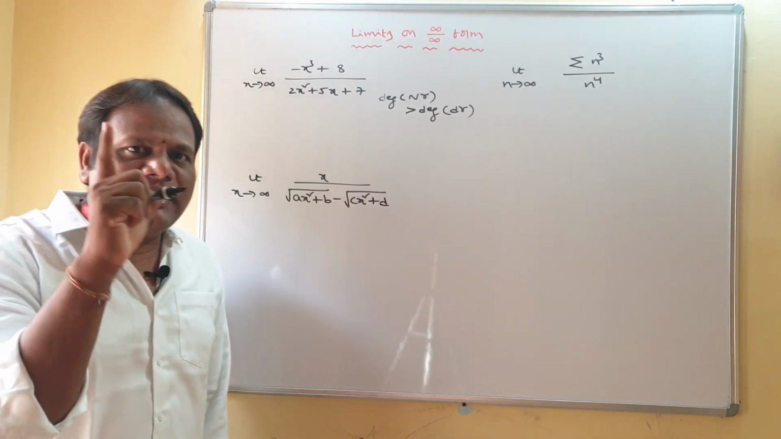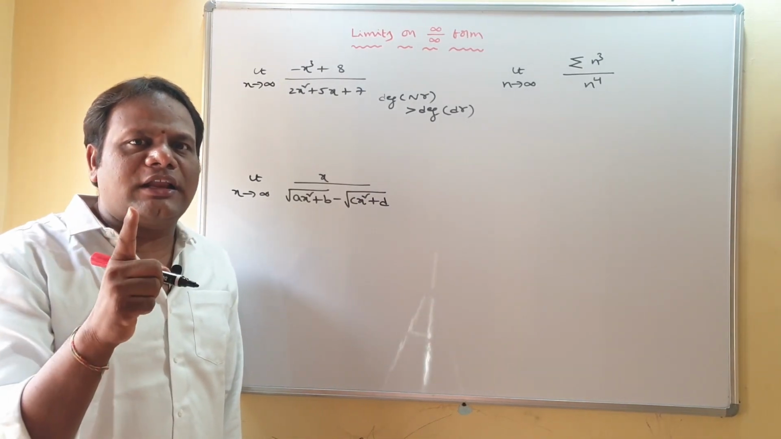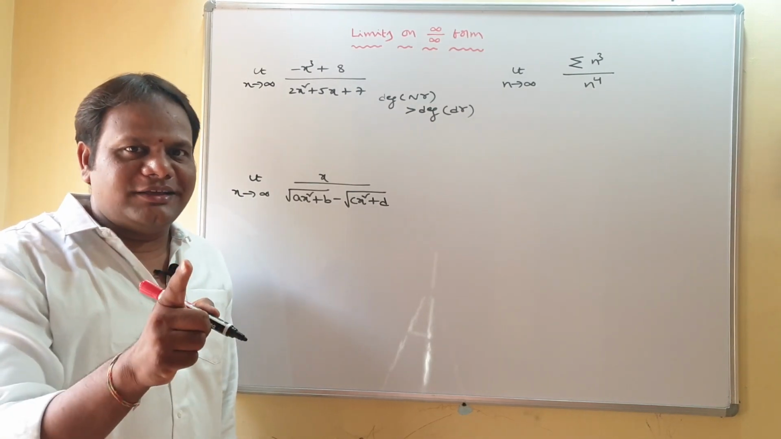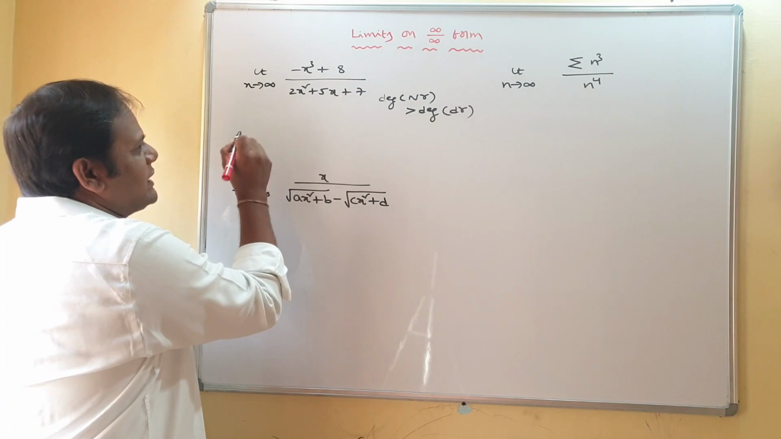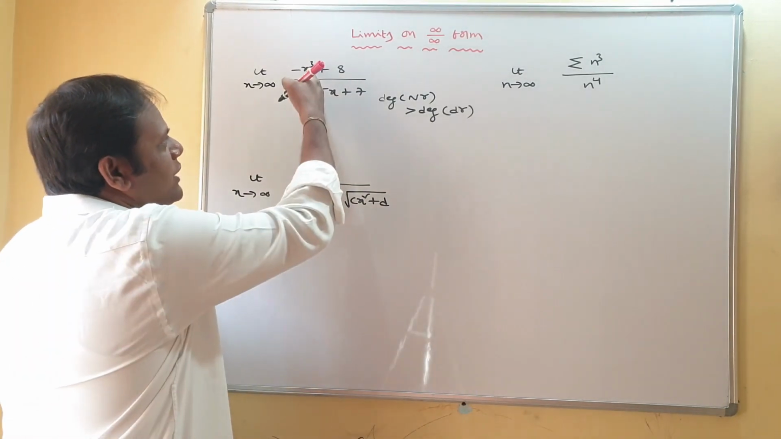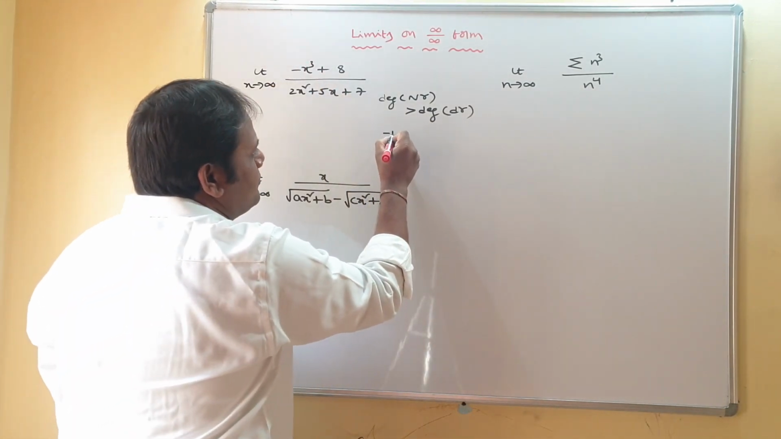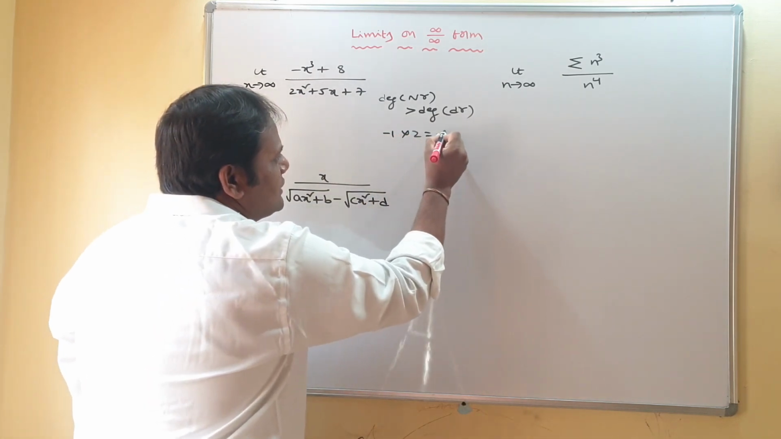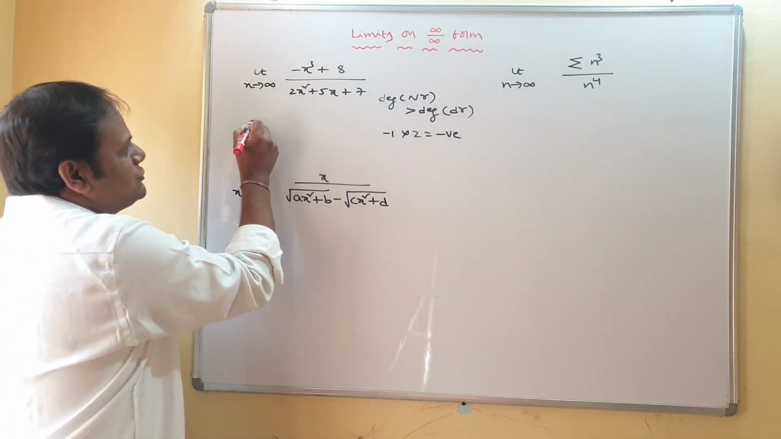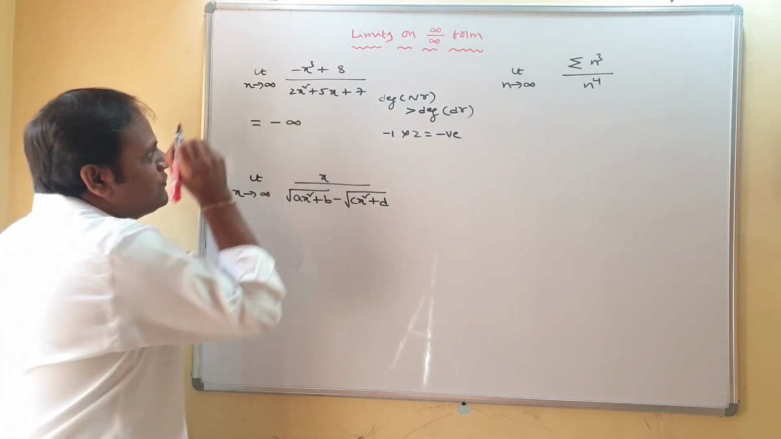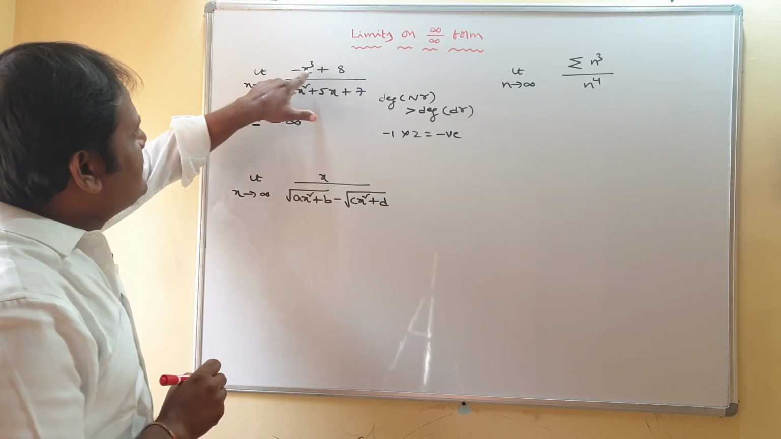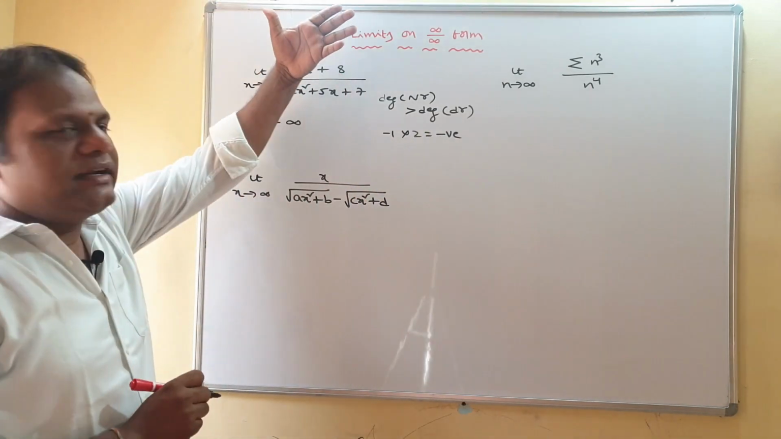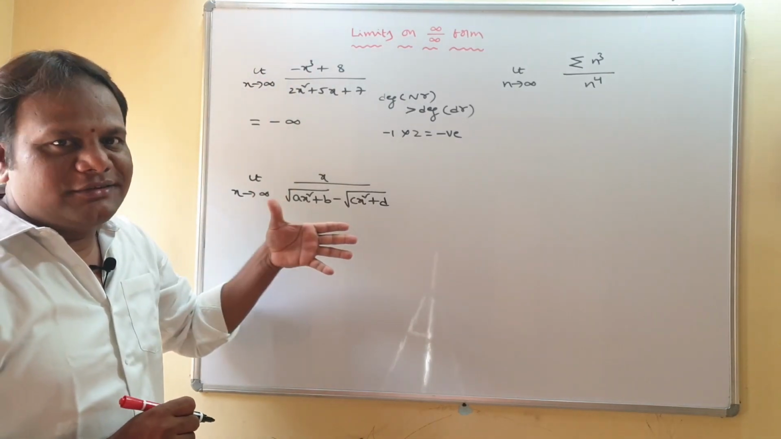We know that if the degree of the numerator is more than the degree of the denominator, the answer is either plus infinity or minus infinity. So to decide the answer, you take the highest term coefficient in the numerator, minus 1, into the highest term coefficient in the denominator, 2. Is it negative? Yes, it is negative. So what is the answer? Minus infinity. Suppose it is plus x cube plus 8, then we get positive, and we can get the answer positive infinity.